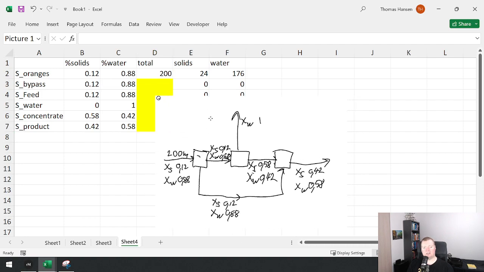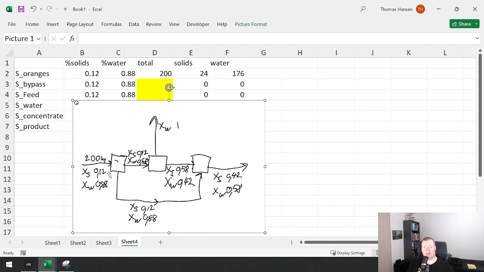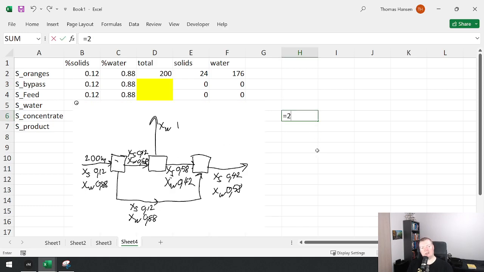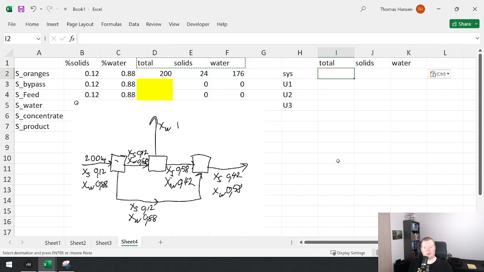How many equations can I set up? Well, I have 2 components and I have 1, 2, 3 unit operations. So I would normally expect 2 times 3 independent equations. Let's see how that turns out. So again, system, unit 1, unit 2, unit 3, and I want my totals, solids and water.